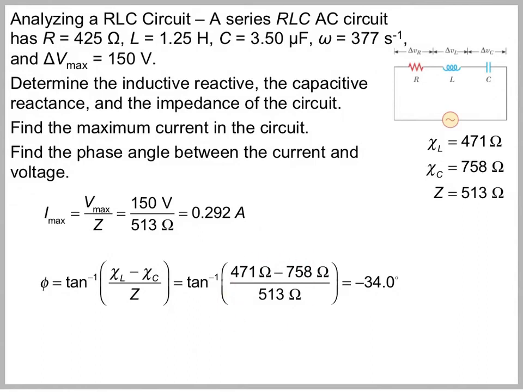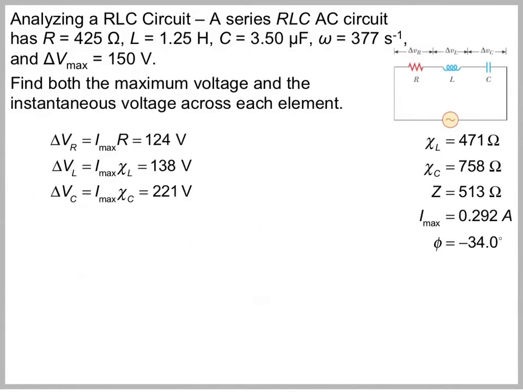Find the maximum voltage and instantaneous voltage across each element. So the maximum voltage is just Imax times either R, chi sub L, or chi sub C, so that's 124 volts. It's the maximum voltage across the resistor. 138 volts is the maximum voltage across the inductor. And the capacitor has the largest voltage across it, 221 volts.